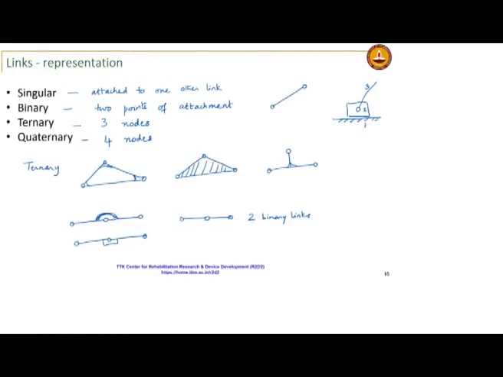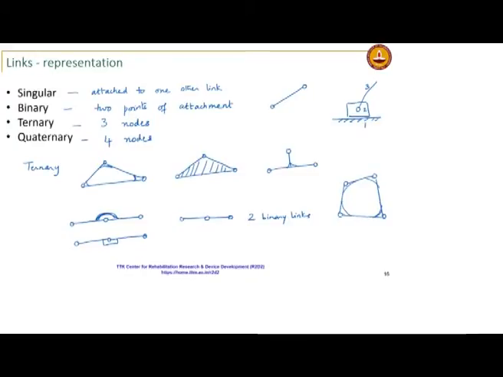Similarly, if I want to show a quaternary link, in this case it is especially important because otherwise it could be mistaken for a 4 bar linkage. So, these are the link representations that we will use in simplified diagrams. Actual shapes of links could be considerably different.